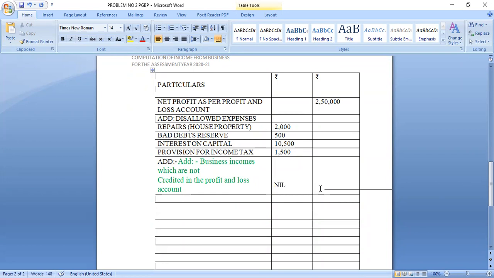Okay. Now, what is the total amount of this inner column? Add this inner column here: 2,000 plus 500 plus 10,500 plus 1,500. So this becomes 2,500, 13,000, 14,500. So $14,500.